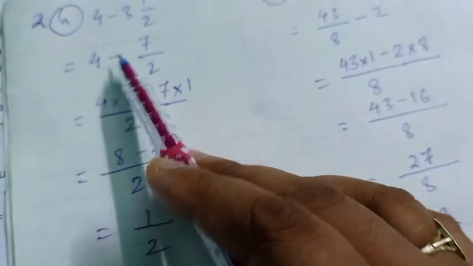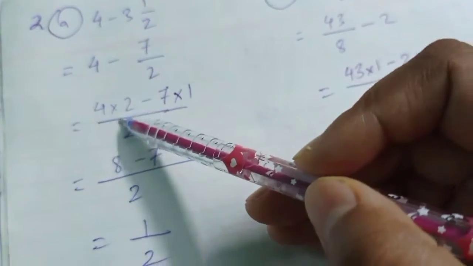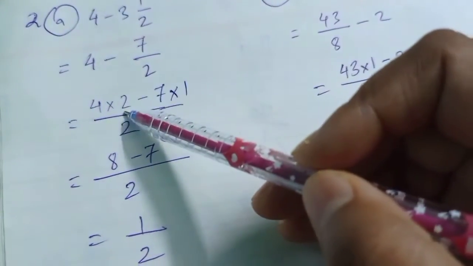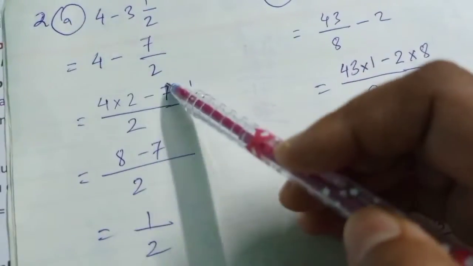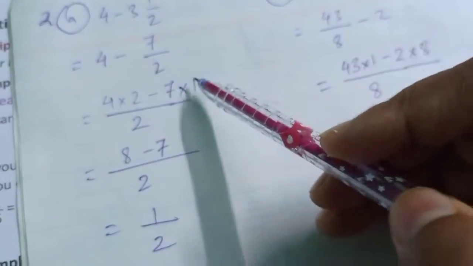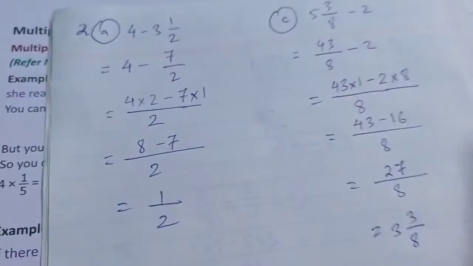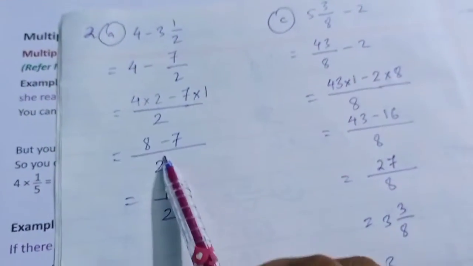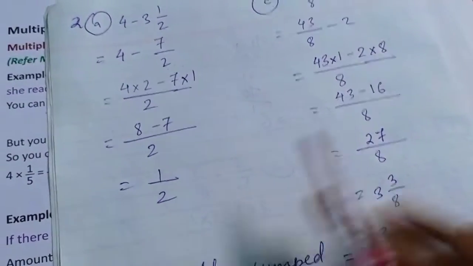As we used to do in earlier questions, which I have already mentioned, first you write 4 into 1 into what is 2? It's 2, right? Don't need to think too much, you just multiply. 4 into 2 minus 7 into, 2 into what is 2? 1, right? So you got this answer. 4 into 2 is 8 minus 7, so you get 1 by 2. 1 by 2 is already in lowest terms.